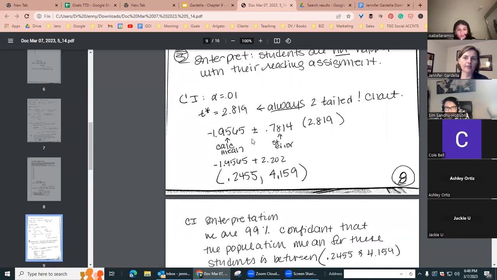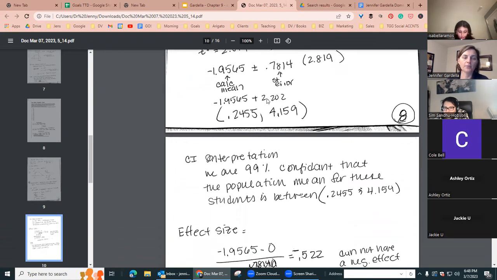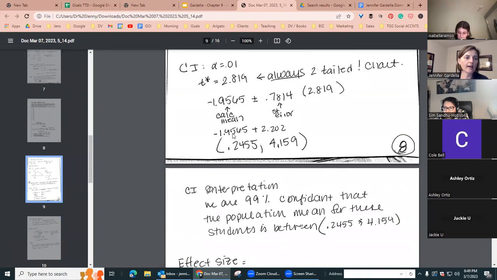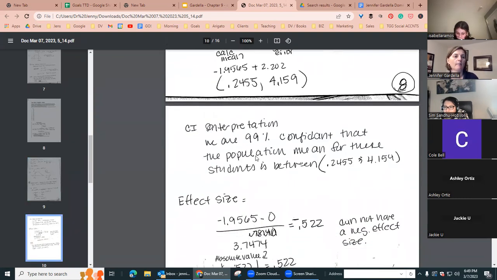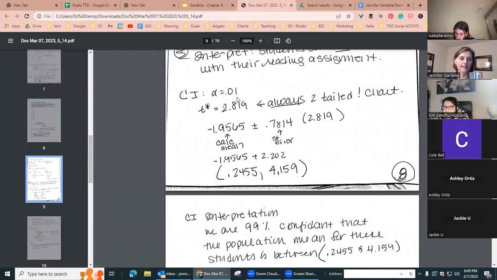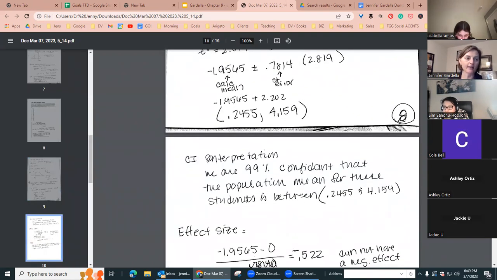This is your calculated mean from SPSS, plus or minus standard error. SPSS calculated this for you as well, even though you do know how to do it. And then this is your critical value from the table. And through the brilliance of math, we get negative 1.9565 plus, sorry, this should be plus or minus 2.202. We get a range of 0.2455 to 4.159. The interpretation, because I ran this as an alpha equals 0.01 confidence interval, I am 99% confident that the population mean for these students is between 0.2455 and 4.159.